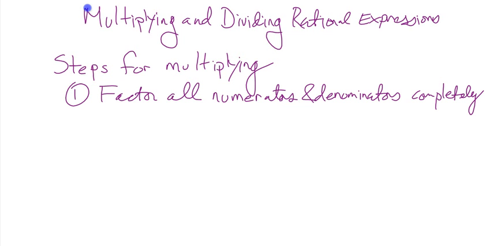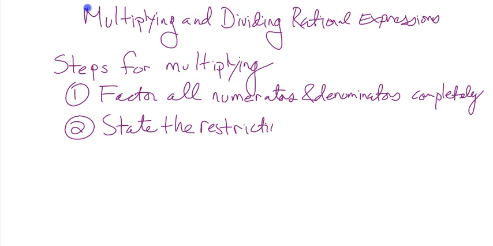Which amazingly is the same as step one from yesterday, right? Factor all numerators. There'll just be more of them because we're multiplying, so we're going to have more expressions. So we're going to factor everything completely. Number two, state the restrictions. So far, step two is exactly the same, right? So step one, factor everything. Step two, state the restrictions.